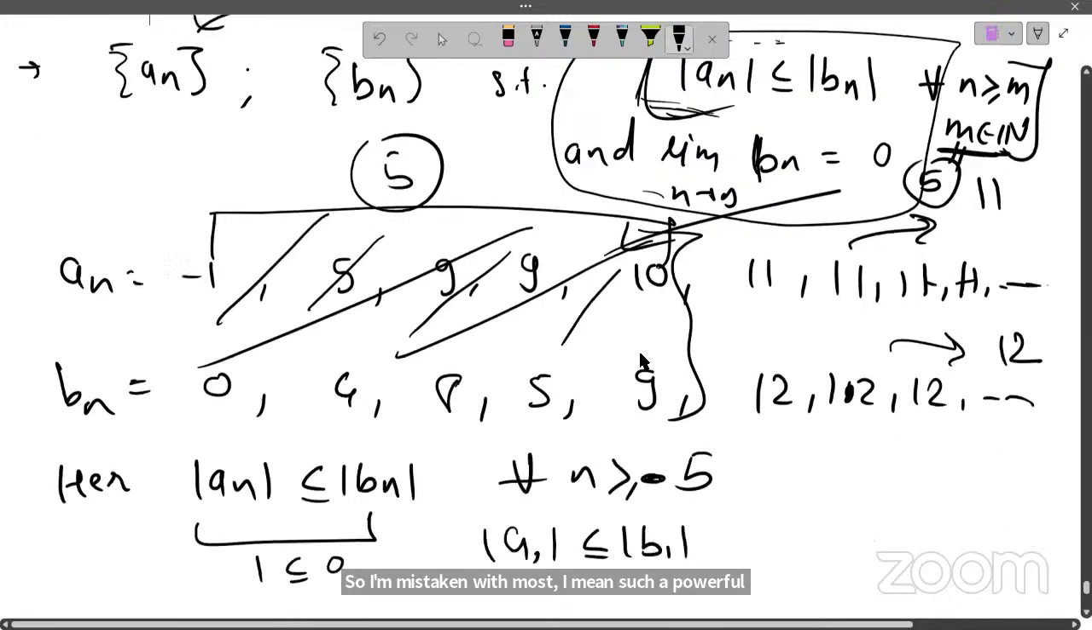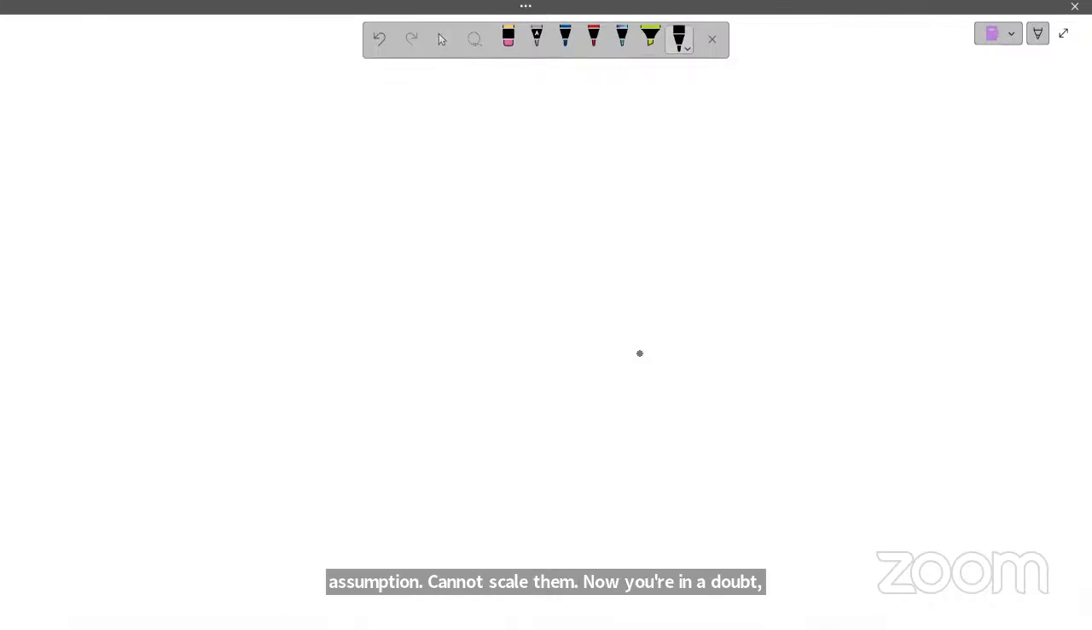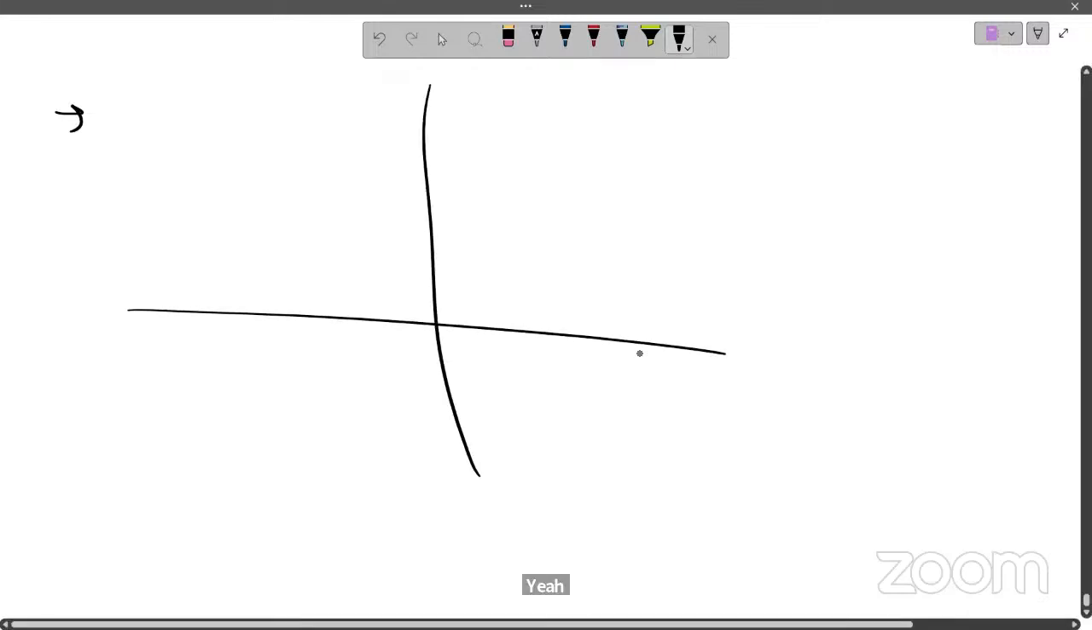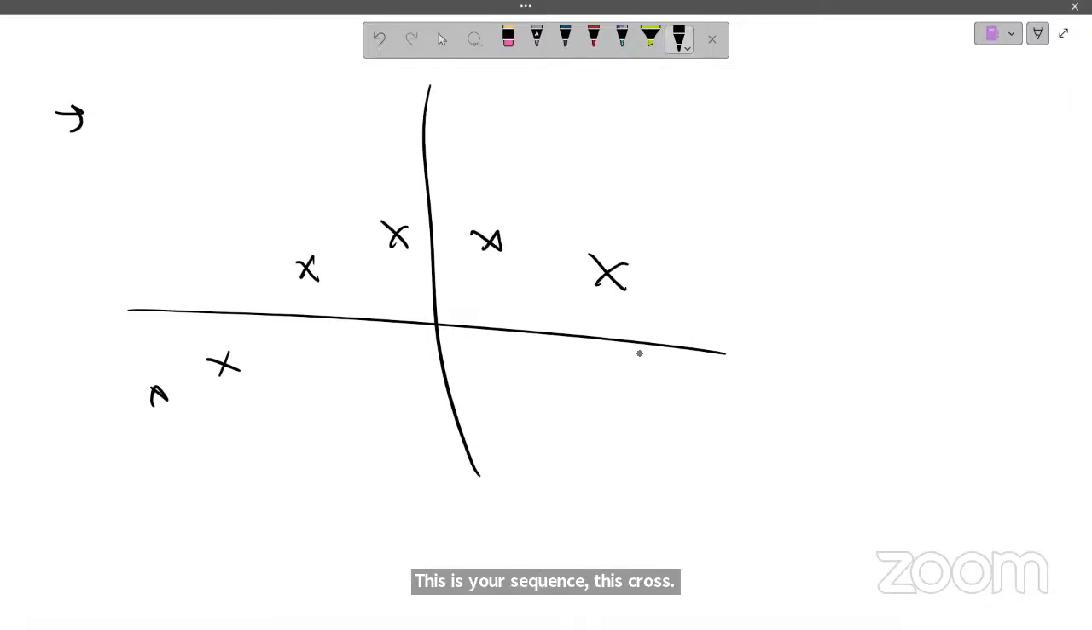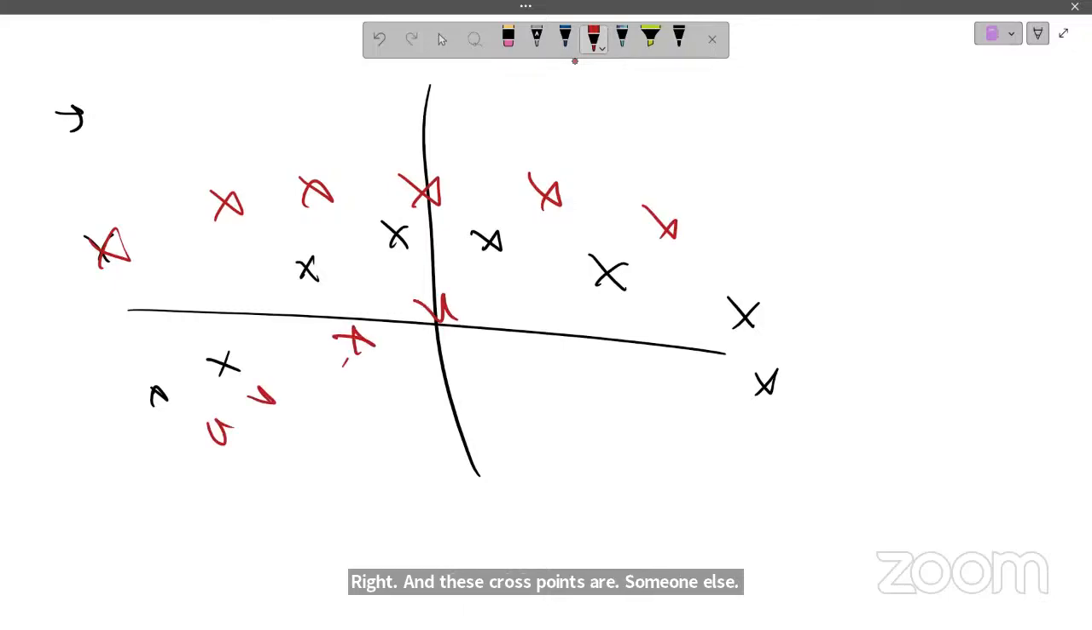Now do you have any doubt? You know the sandwich theorem, right? Yeah, ma'am. Simply, graphically you can assume. Suppose these cross points are your sequence, and these cross points are another sequence bn, and these cross points are another sequence cn. So eventually these two sets of cross points are bounding this black one. That's why they call it sandwich.